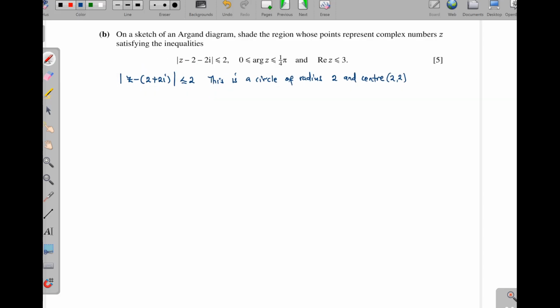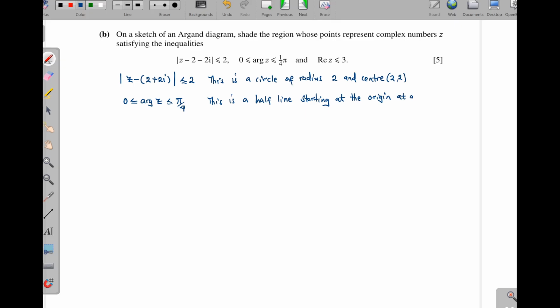Then the next one, here we are drawing a half line. So for 0 less than or equal to the argument of z, then less than or equal to pi over 4, we draw a half line. This is a half line from the origin, starting at the origin. A half line starts at a certain point, but other lines just continue. Okay, so starting at the origin is 0, 0.